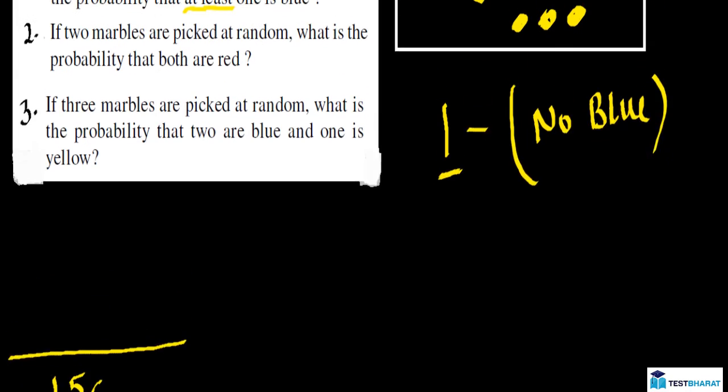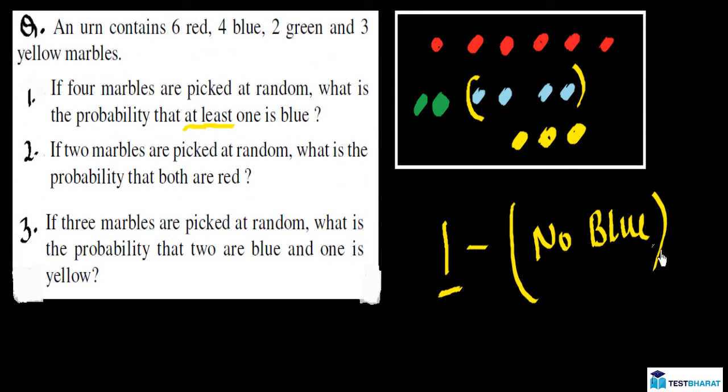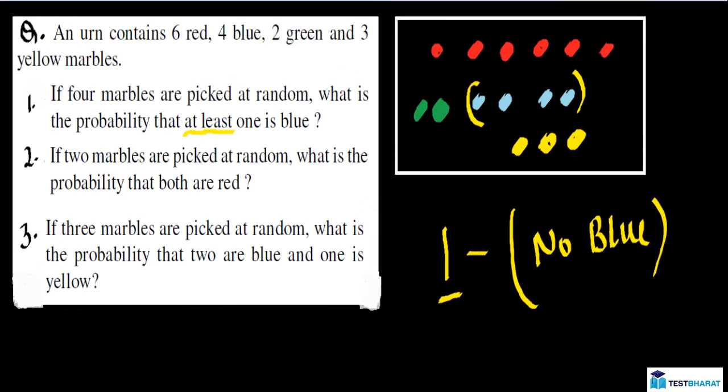So the total possibilities if I pick 4 marbles randomly is 15C4. This is the total number of possibilities. Now what is the desired outcome? The desired outcome is no blue. For no blue, I must pick marbles from red, green and yellow. Red ones are 6 plus 2 plus 3, so this will give me 11. So 11C4. If I remove blue marbles and then pick 4 marbles at random, I will get no blue.